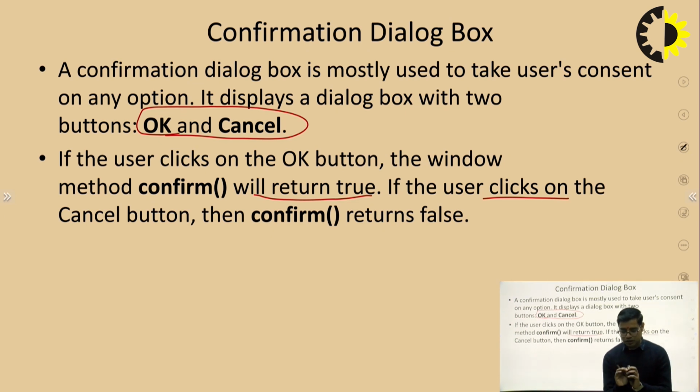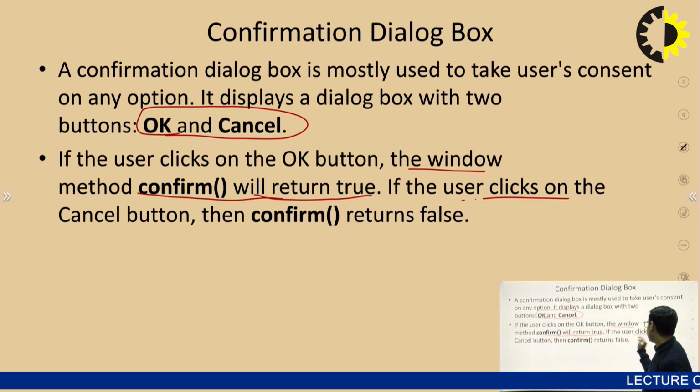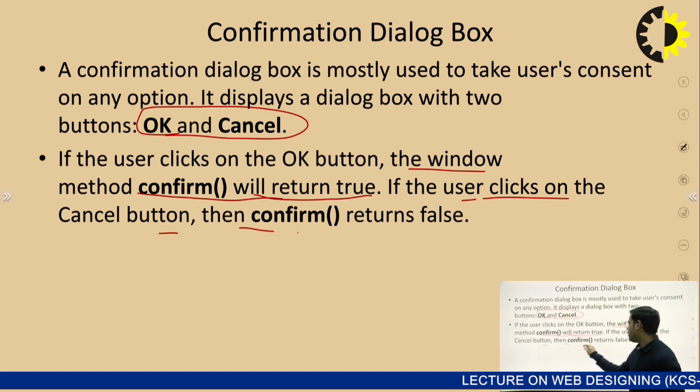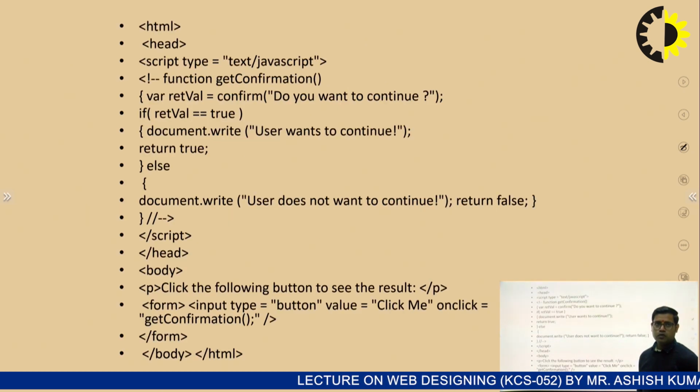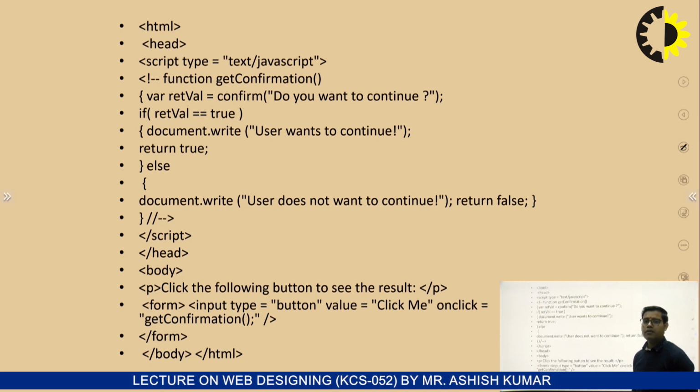So on the browser screen, when you want some confirmation about any text or any input of the user, we have to use two types of buttons, namely the OK button and the Cancel button. If the user clicks on the OK button, the window method confirm will return true, or vice versa, if the user clicks on the Cancel button, confirm returns the false value. So here is the code for this confirmation dialog box.